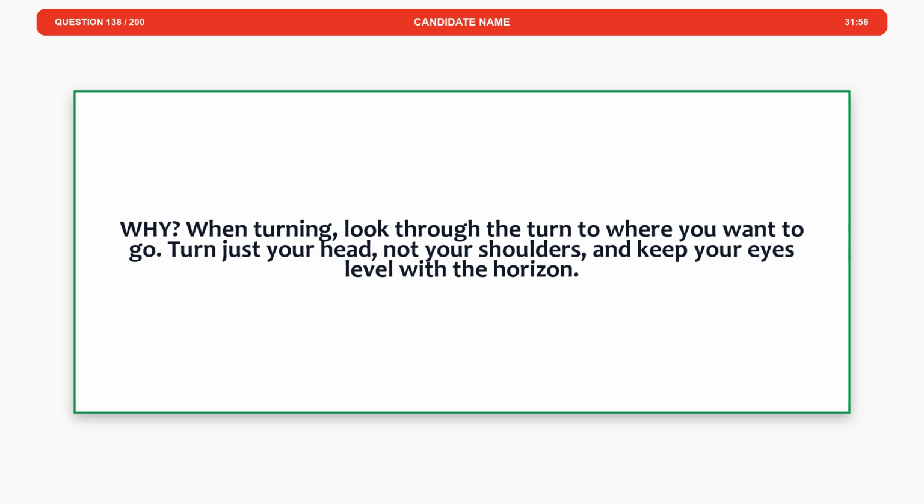Explanation: when turning, look through the turn to where you want to go. Turn just your head, not your shoulders, and keep your eyes level with the horizon.